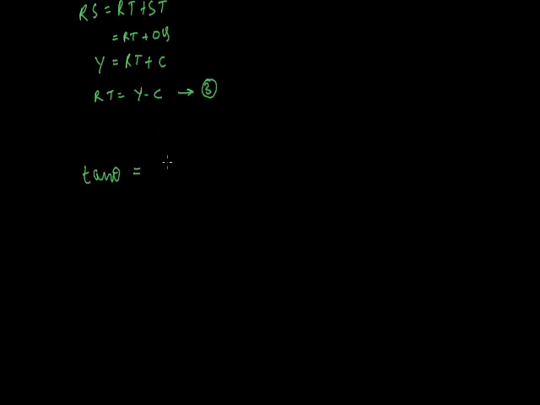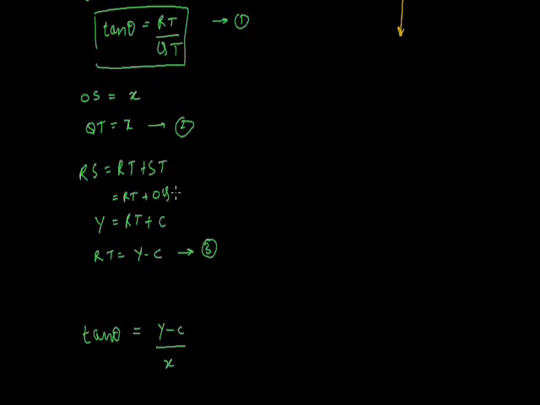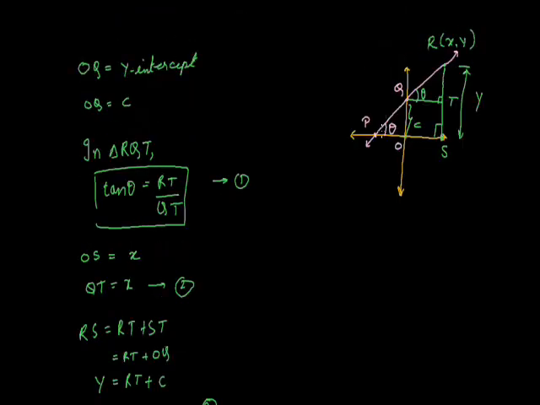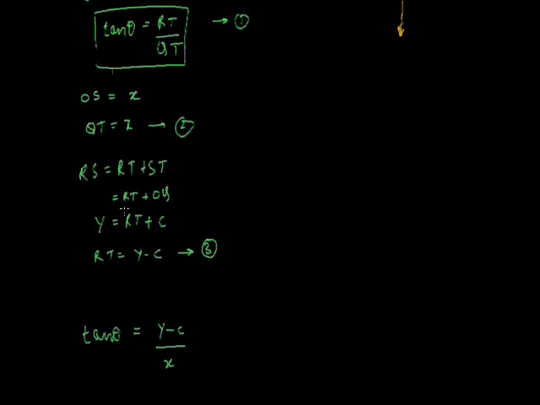So tan theta is equal to Y minus C upon X. Tan theta, RT is Y minus C and QT is X. So tan theta is equal to Y minus C upon X. But I also know that theta is the angle of inclination which the line makes with the positive direction of x-axis. Hence, tan theta represents the slope of my line.